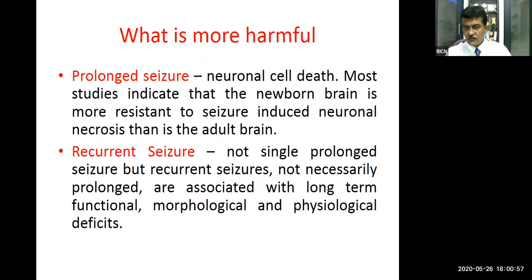So what is more harmful? We do get a lot of patients present with prolonged seizures, maybe status, or patients who can present with recurrent seizures. So prolonged seizures can lead to neonatal death, but fortunately it is more common in adults, and the neonatal brain is more resistant to neuronal death. So in neonates, it is recurrent seizures, may not be prolonged, but frequent seizures are more damaging to the brain, and it is associated with long-term functional, morphological, and physiological deficits.